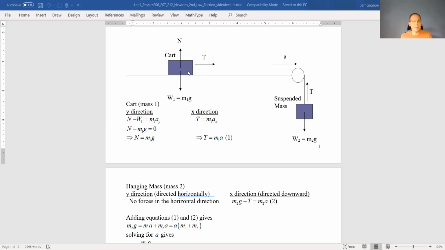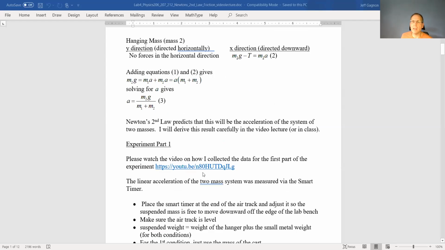You turn on the air track, and then we release the cart. So we let it go, and it's going to accelerate to the right, and the suspended mass will accelerate downward, with the same rate. So the idea for the first part of the experiment is we want to calculate that acceleration experimentally. So I'd highly advise you guys to watch my little video here on how I collected the data, how I collected the experimental data, how I got those accelerations.